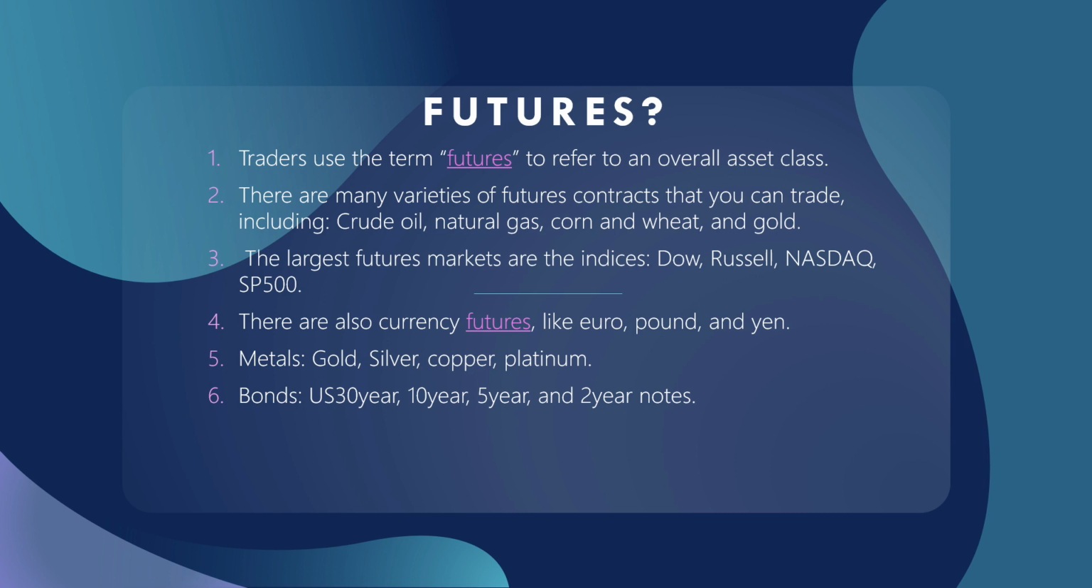There are also currency futures like the Euro futures, the Pound futures, and the Yen futures. There are also metals futures like gold, silver, copper, and platinum. In addition, there are bond futures, guys, on the U.S. 30-year treasuries, the 10 years, the 5 years, and the 2-year notes.